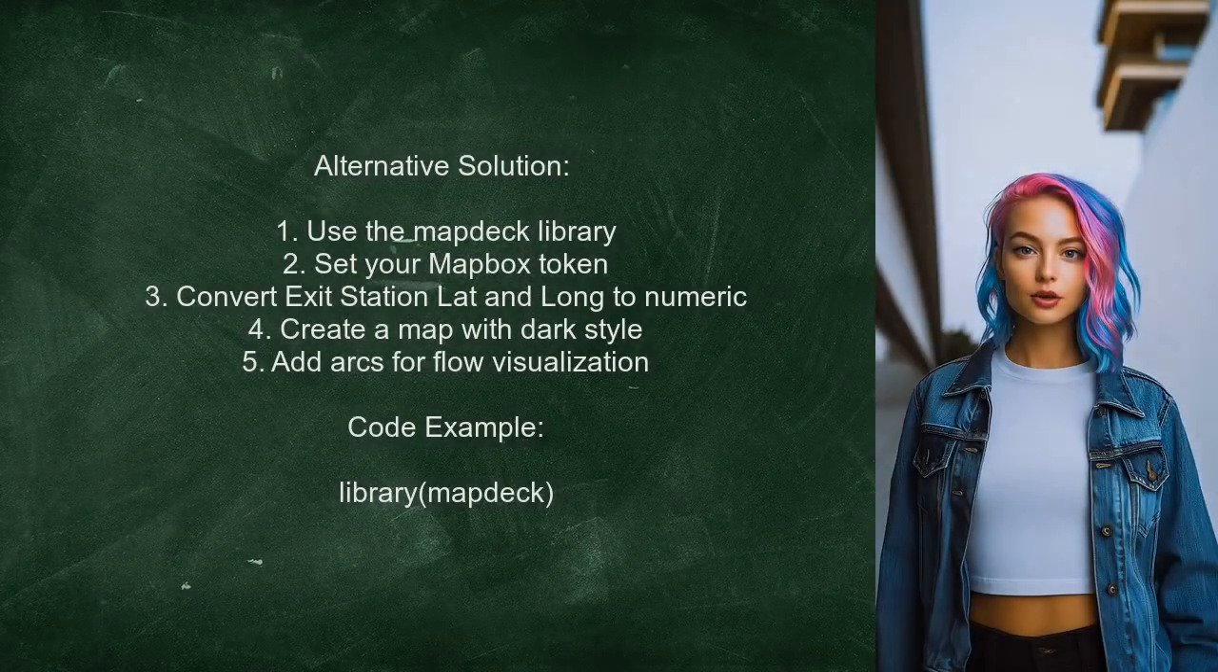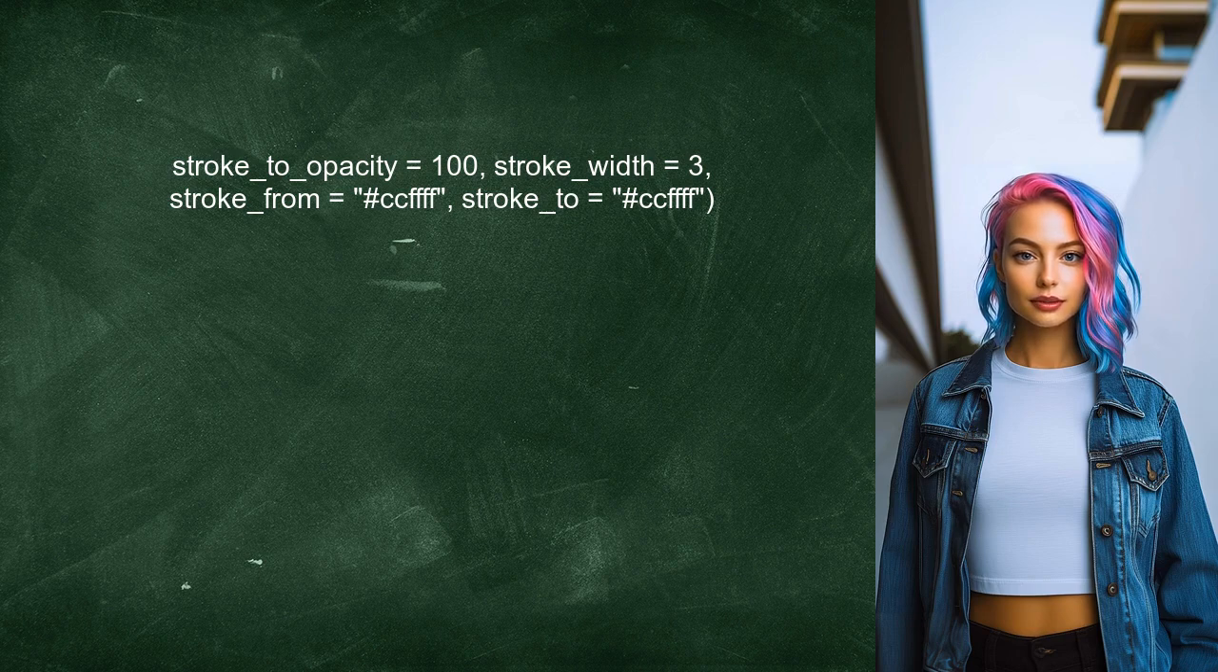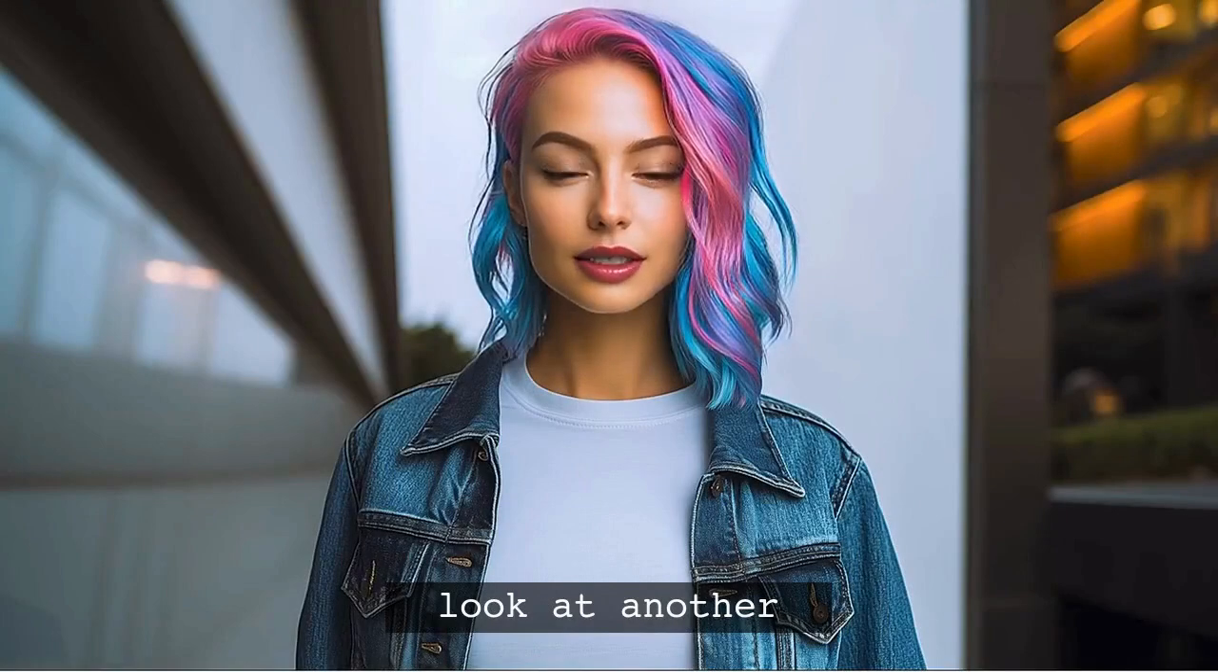An alternative approach to plotting flow maps in R is suggested by another user. They recommend using the mapdeck library, which enhances visualizations. First, you need to set your Mapbox token. Then, convert the exit station latitude and longitude to numeric values. Finally, you can create a map with a dark style and add arcs to represent the flow from entry to exit stations. Let's take a look at another answer from another user.